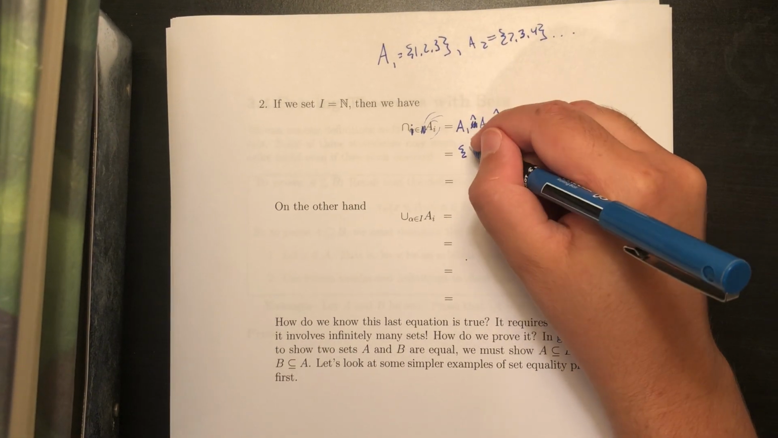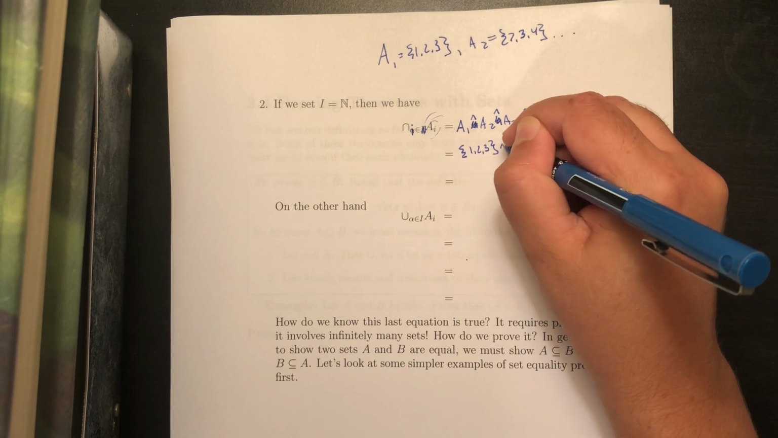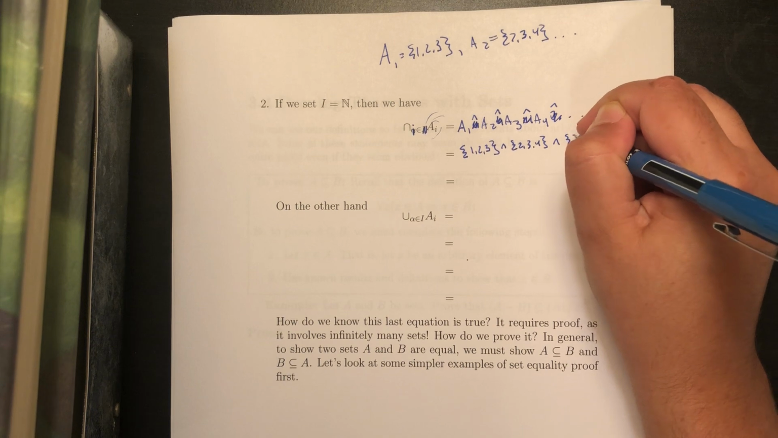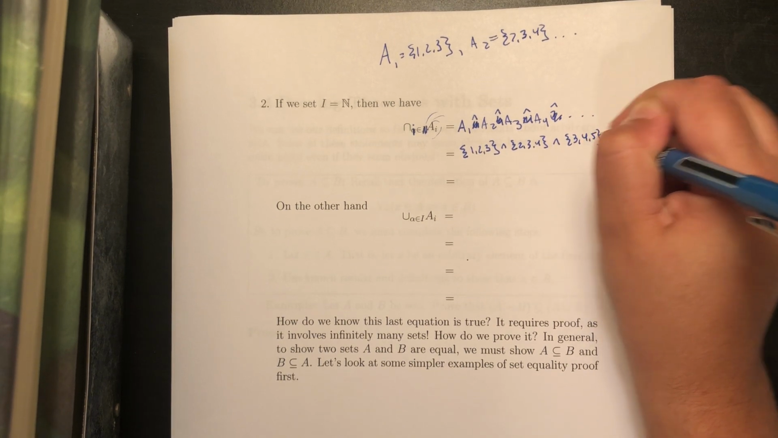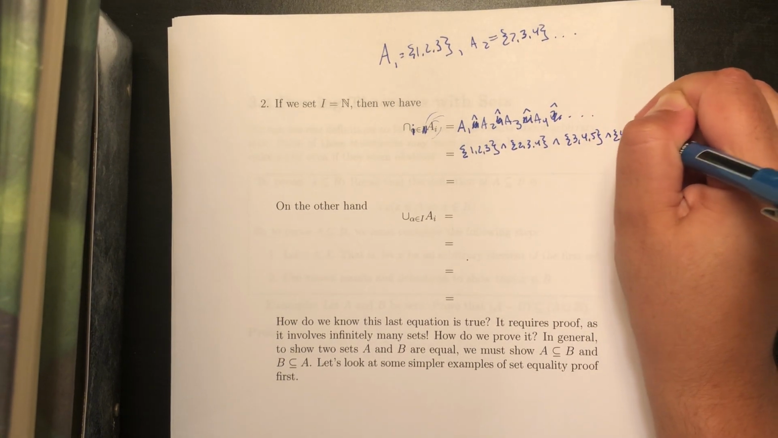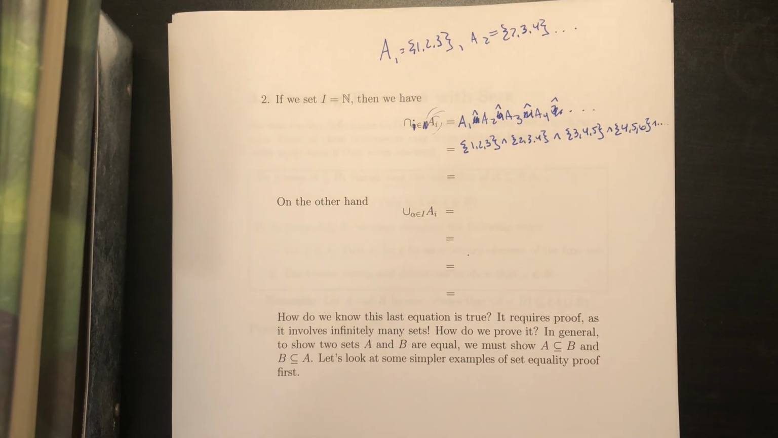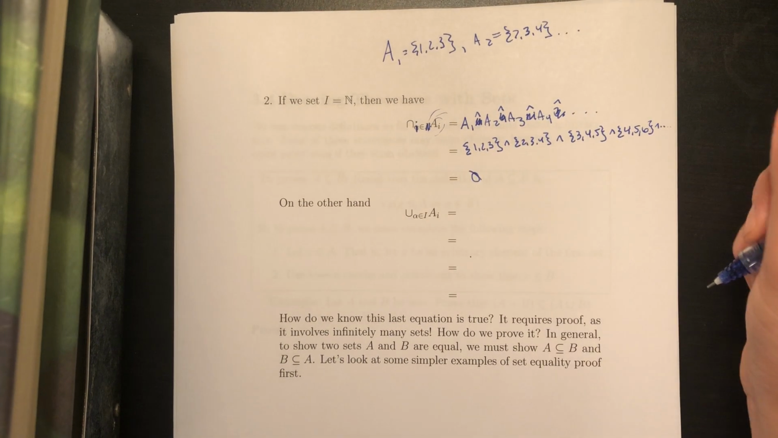All right, so this is the set 1, 2, 3 intersected with the set 2, 3, 4, intersected with the set 3, 4, 5, intersected with the set 4, 5, 6. I've run out of space, but we have to keep going infinitely many. So the question is, what number appears in every single one of these sets? And hopefully you can see that the answer is none. There is no single element that's going to appear in every set, which means this intersection is empty.